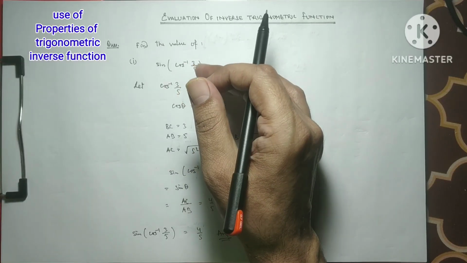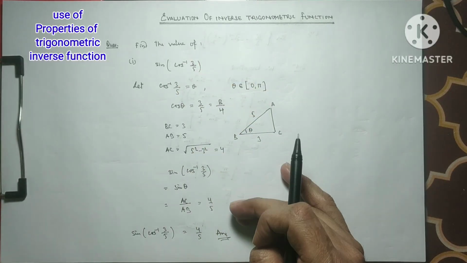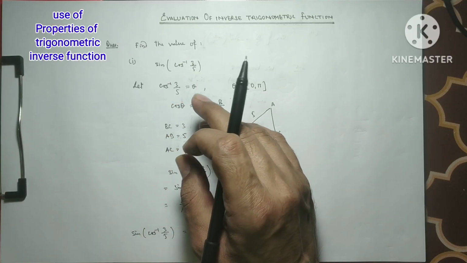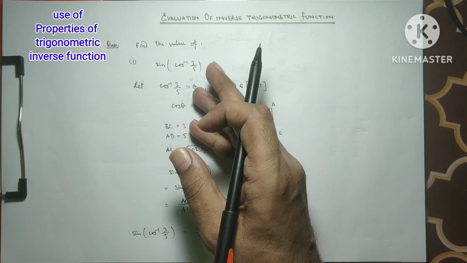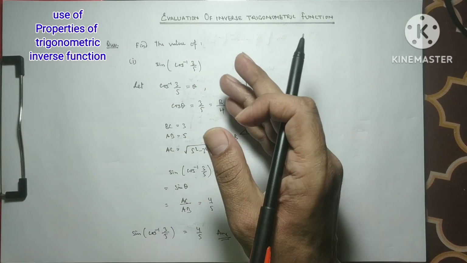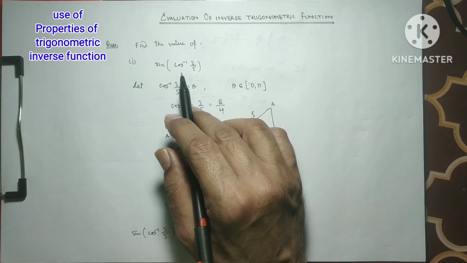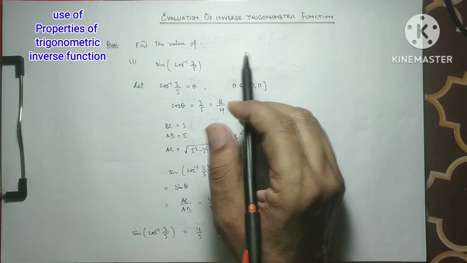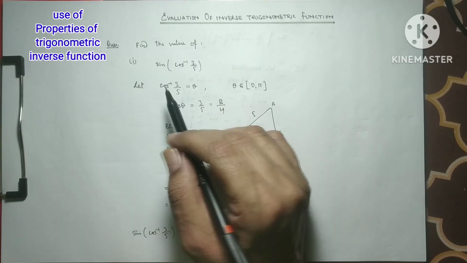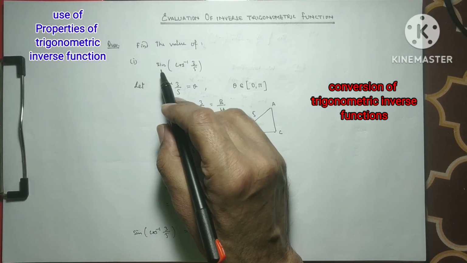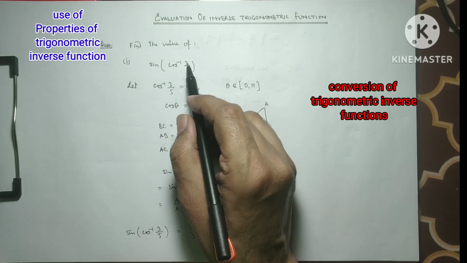So remember this, for solving these inverse questions we will use the theorems which we have discussed in previous classes, all the 13-14 theorems. We will use that. So on using those theorems, we will simplify this and we'll get the answer. So right now we have a question, sine cos inverse 3 by 5.